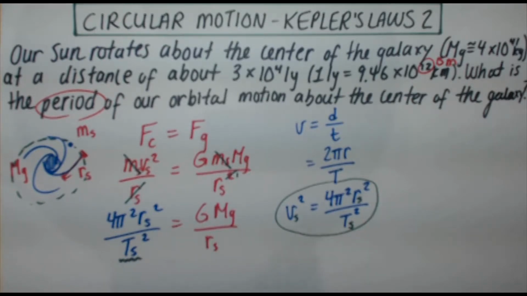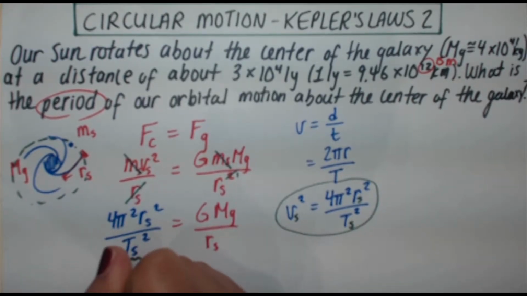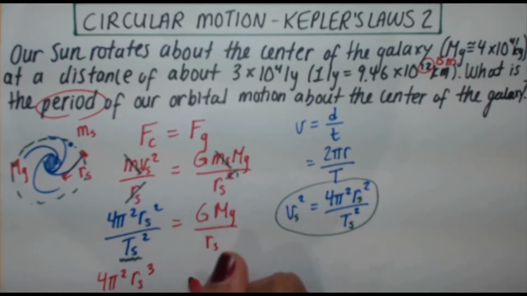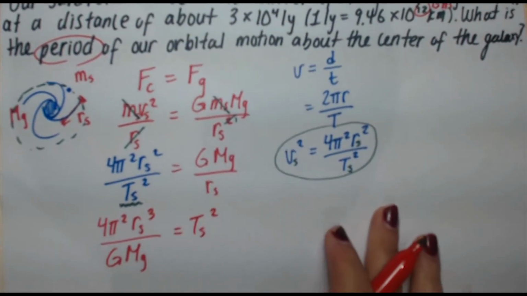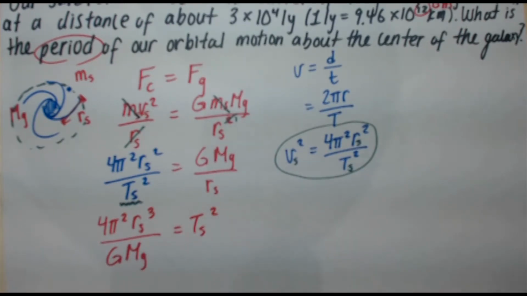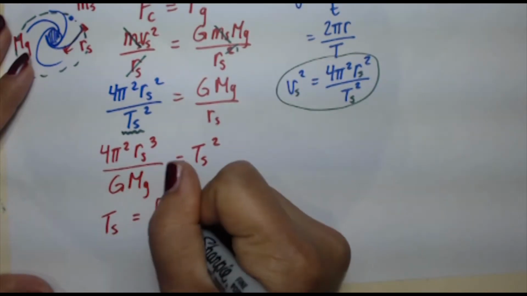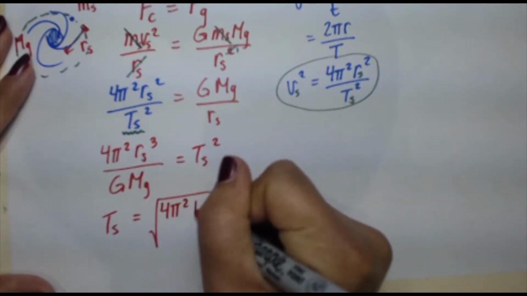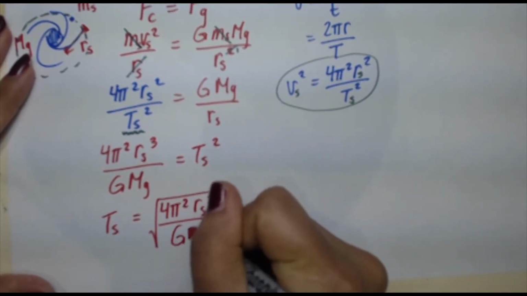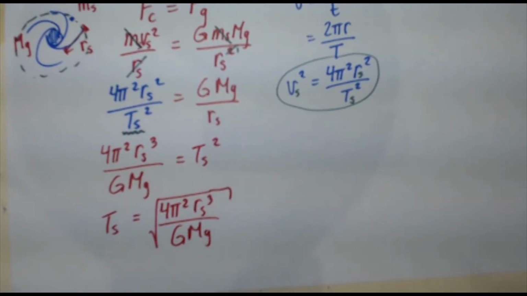So then we're going to be left with the following expression. 4 pi squared Rs cubed, right, because the Rs times Rs squared gives you Rs cubed, over GMG is equal to Ts squared. Now I'm going to rewrite that so that the Ts is on the left. It just looks nicer. It doesn't really change the math of the problem. And I'm going to square root both sides. So I have a simple expression for Ts. Okay, so Ts is equal to the square root of 4 pi squared Rs cubed over GMG. And there you have it. I have my final expression.